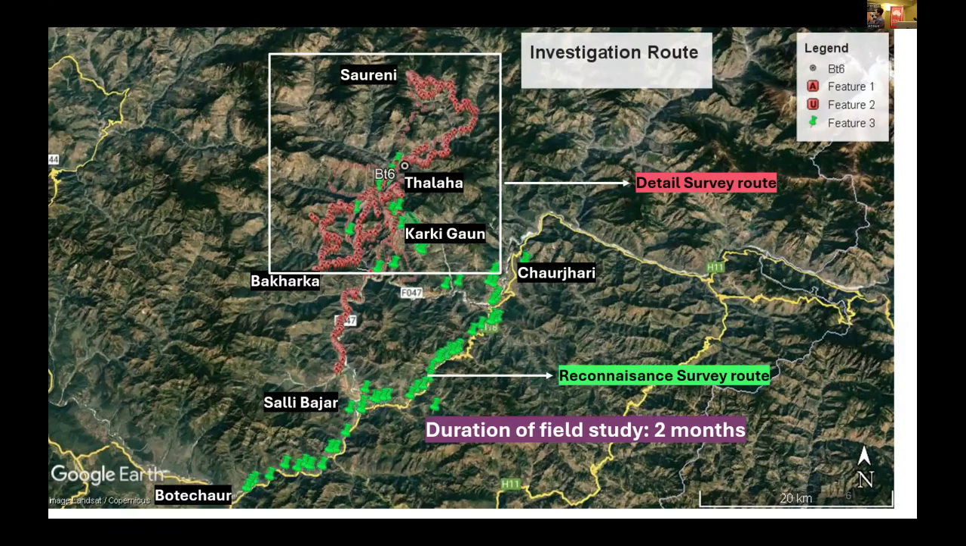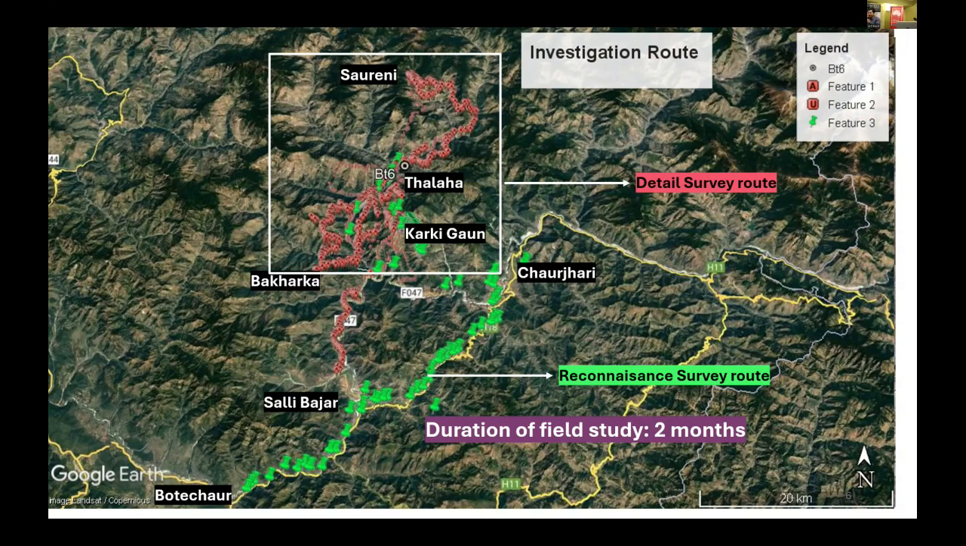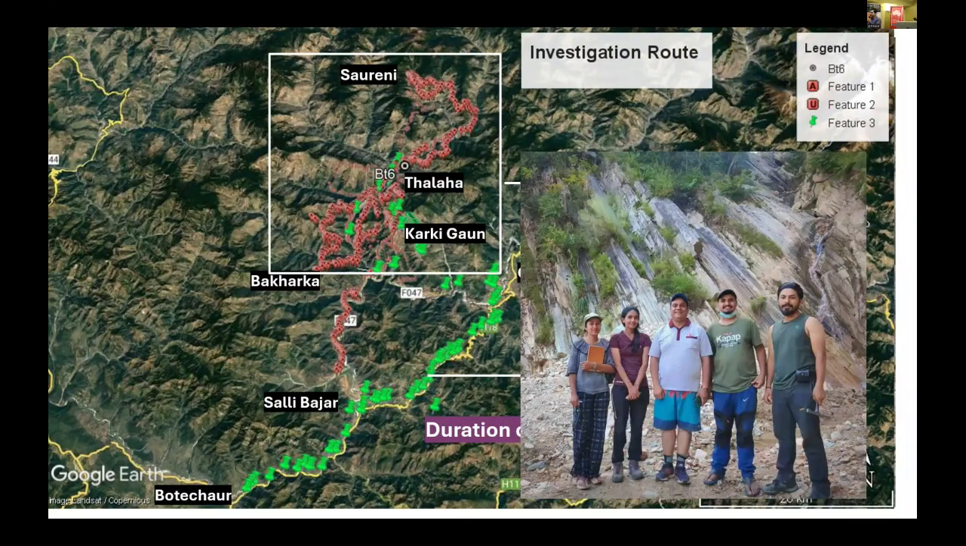This is the investigation route. First of all, we carried out a reconnaissance survey route to select the detailed survey route, where we spent around 2 months, a long time in the field. The area lies in the remote part of Nepal and has rugged topography, and it encountered landslide problems in monsoon season, which impacted our study as well. We carried out field investigation mostly by foot. And this is our team, where different members have different objectives.